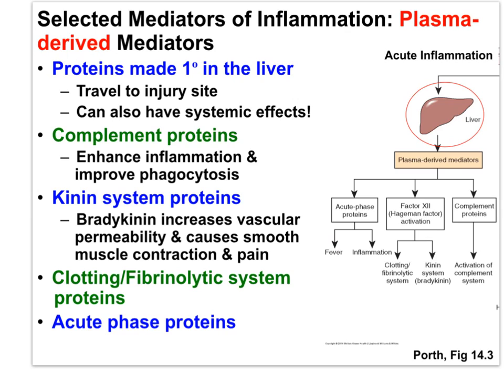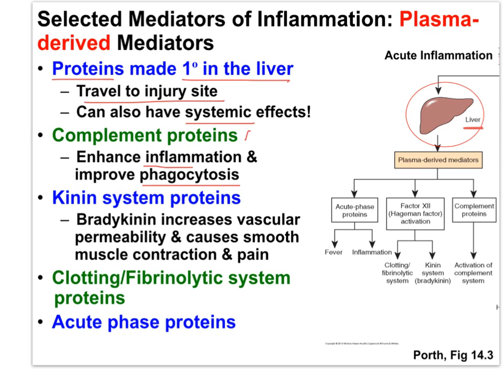Now let's turn our attention to the left side of that image. And instead of thinking about mediators that were made by the cells in the area, let's think about some of the mediators that are made by the liver. These are all proteins. They were made first in the liver, and they have to travel to the injury site. Because they are being dumped into the blood, they can have systemic effects. Complement is a good example of a plasma-derived mediator made by the liver. We talk about complement when we remind ourselves about phagocytosis. Remember that complement proteins can latch onto antibodies or pathogens and opsonize them, making it easier for phagocytosis to occur.